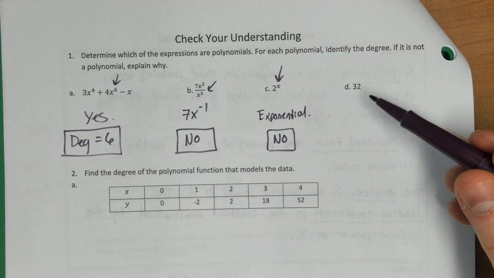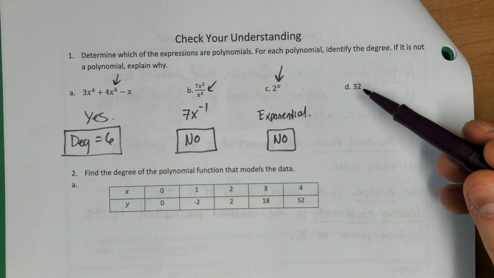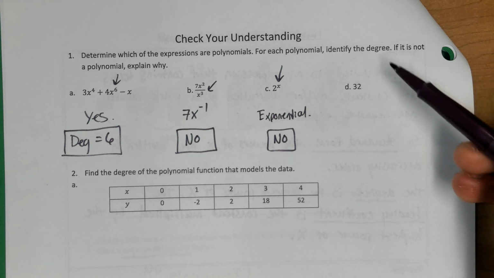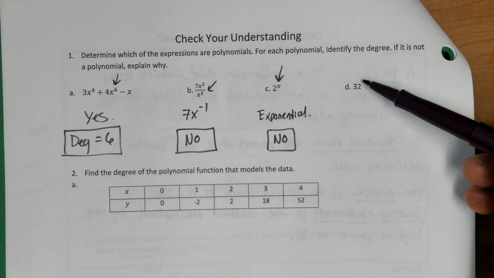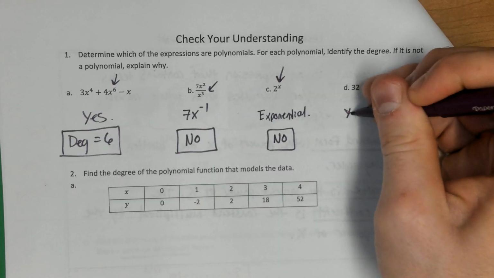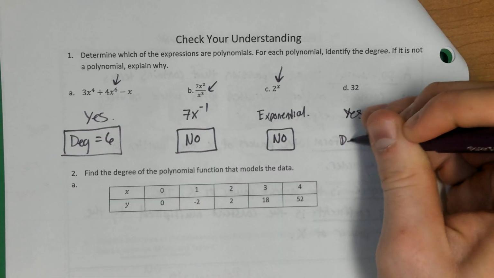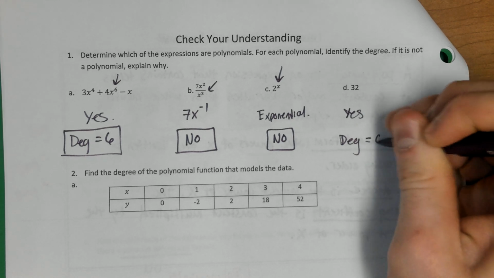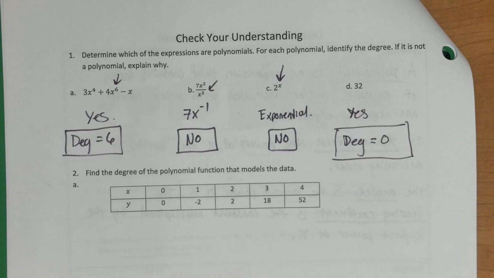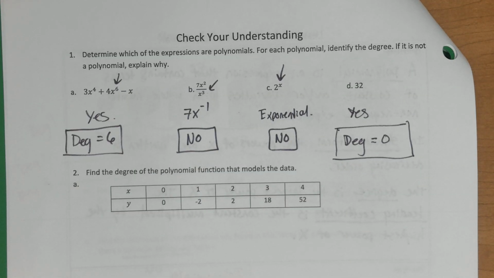The number 32, just because it's alone doesn't mean that we don't appreciate it. There's no x with it. No x value, but we still like those constant numbers. This is just a degree of 0, so we're going to say yes. Degree is equal to 0. There's nothing else that leads us to believe that it is not an adequate polynomial.